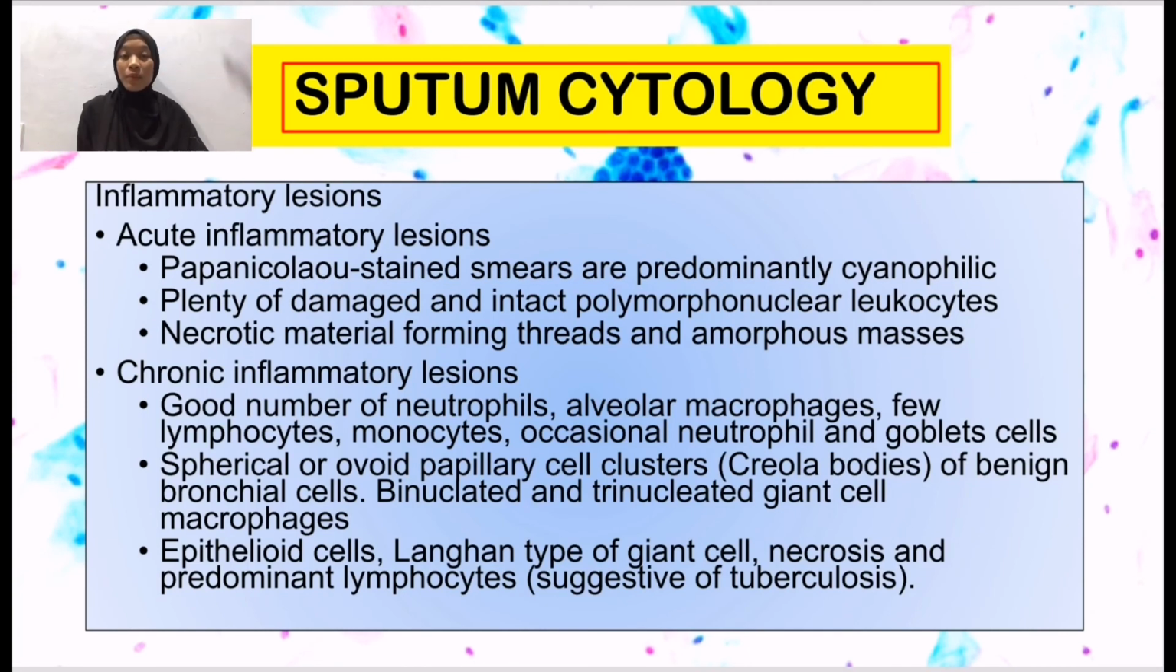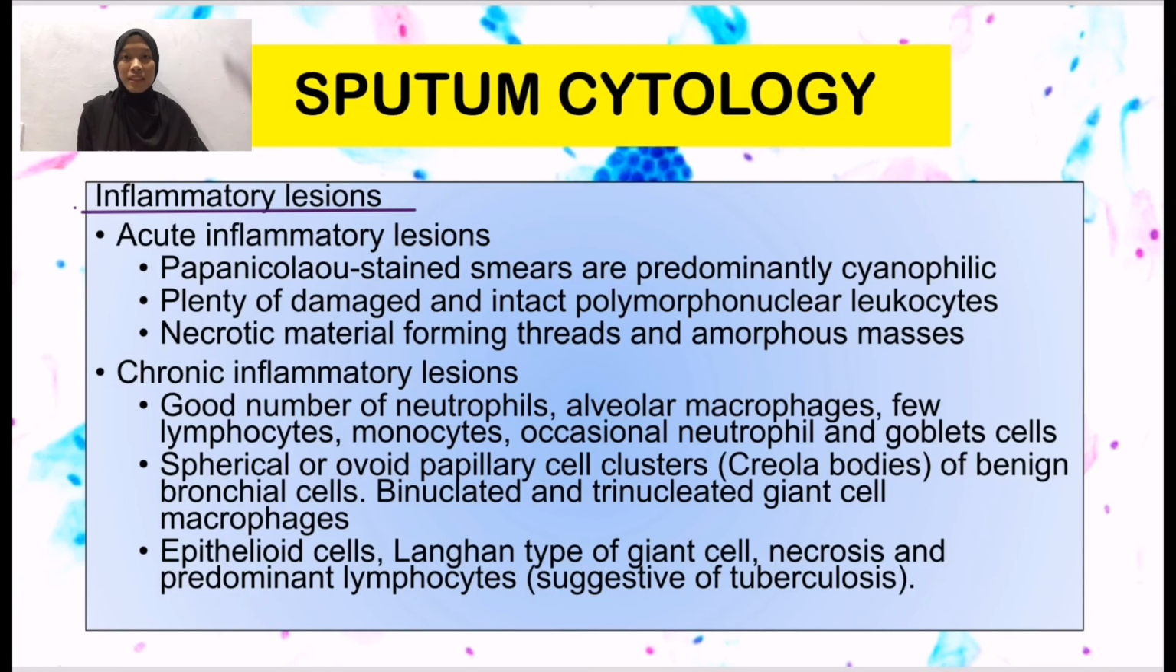Next is sputum cytology. For inflammatory lesions, there are acute inflammatory lesions and also chronic inflammatory lesions. For acute inflammatory lesions, Papanicolaou stain smears are predominantly cyanophilic, with plenty of damaged and intact polymorphonuclear leukocytes, and necrotic material forming threads and amorphous masses.